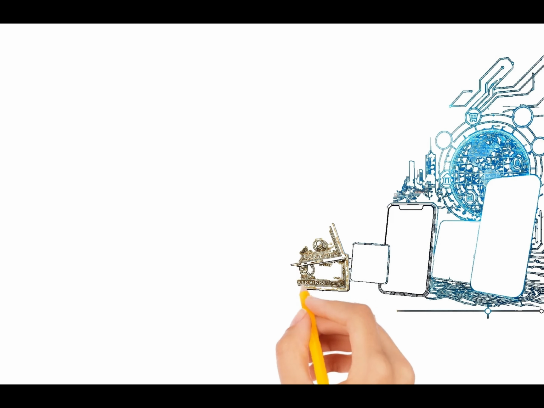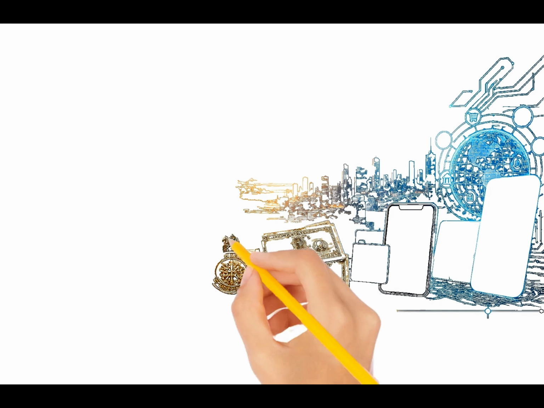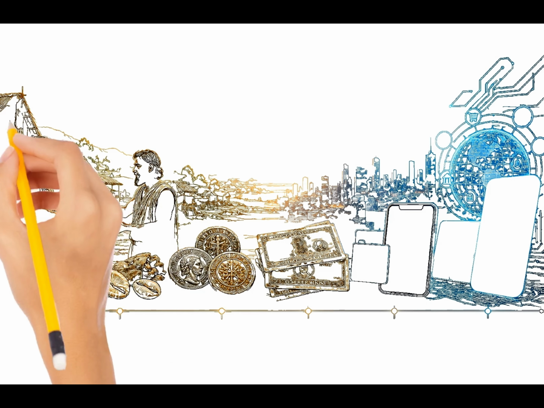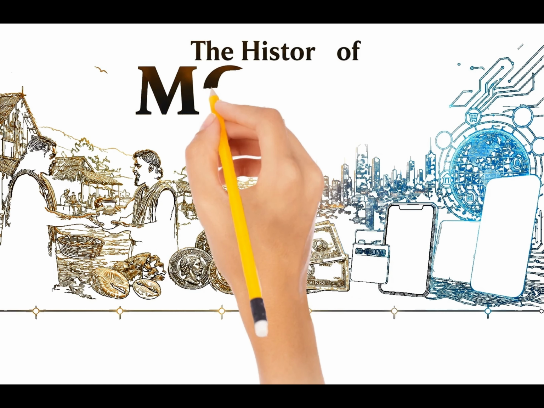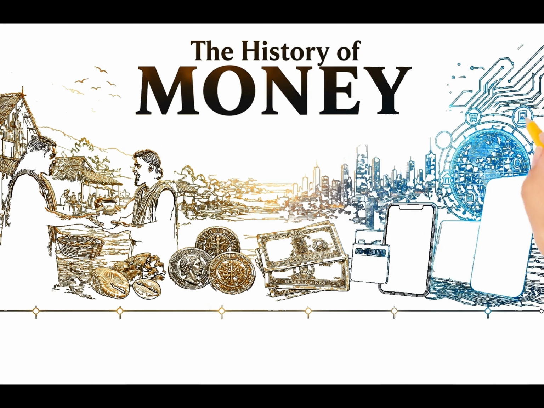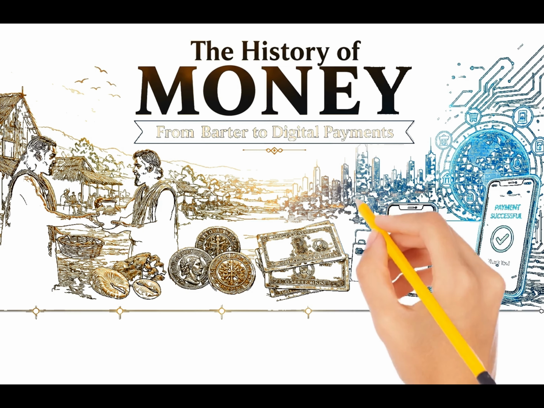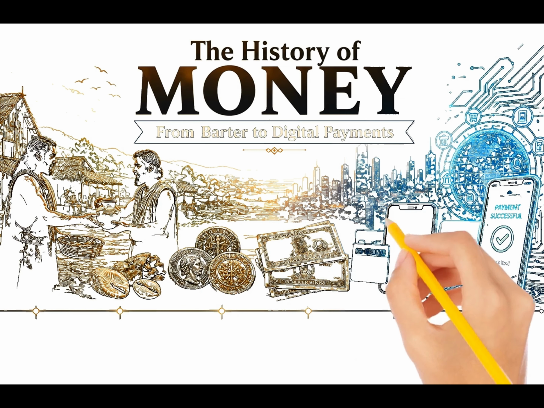The history of money, from barter to digital payments, Part 1. Money is one of the most important inventions in human history. We use it every day to buy goods, pay bills, travel, save, and invest. It connects people, businesses, and nations through trade. But money has not always existed in its current form.